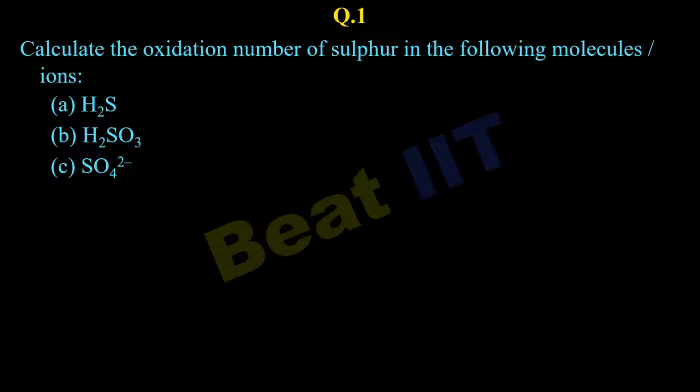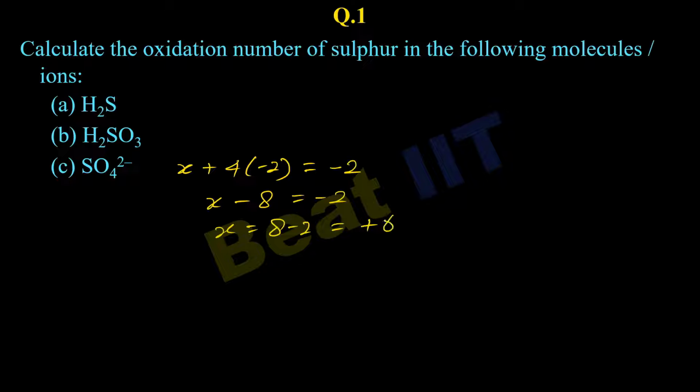Next, sulfate ion. The sum of all oxidation states here will be -2 because it is an ion. The sulfate ion carries a -2 charge. Sulfur, let it be X. Then you have 4 times oxygen, -2, and the sum equals the charge. The overall charge is -2. It means X minus 8 equals -2. X will be 8 minus 2, that is +6. So in sulfate ion, sulfur will have oxidation state +6.